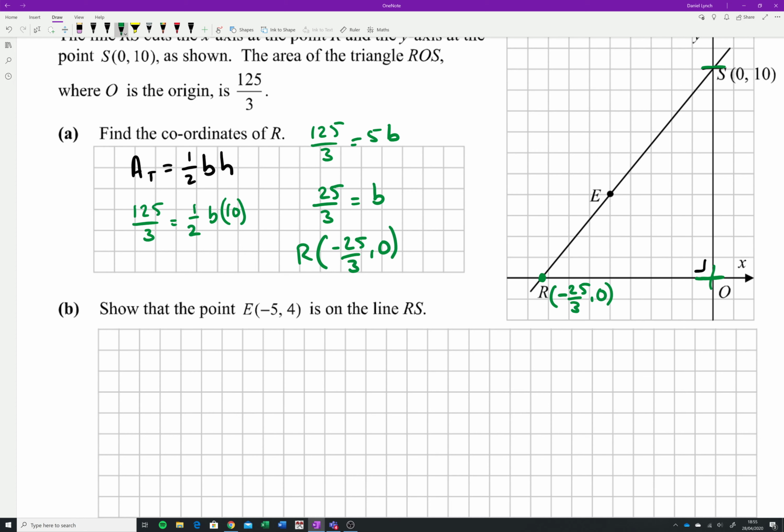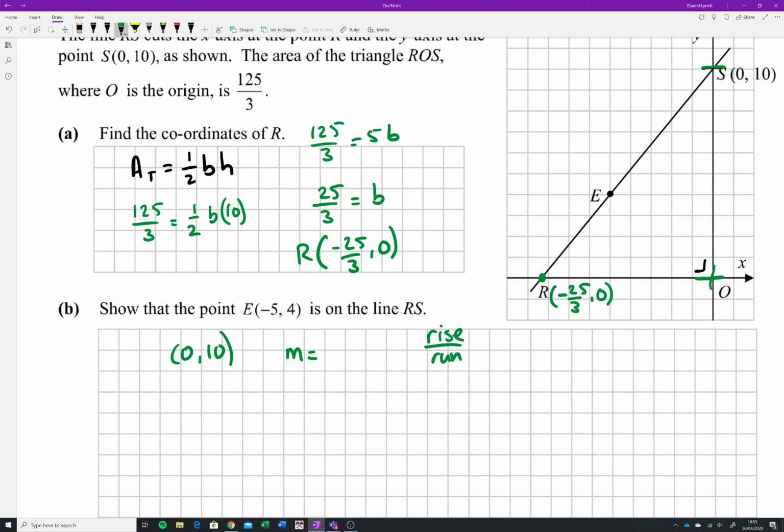So you need to get what OR-S is first. Get a point on OR-S: 0, 10 looks just fine, some nice numbers. And we need the slope. Let's get the slope. It is the rise over the run as you go left to right.